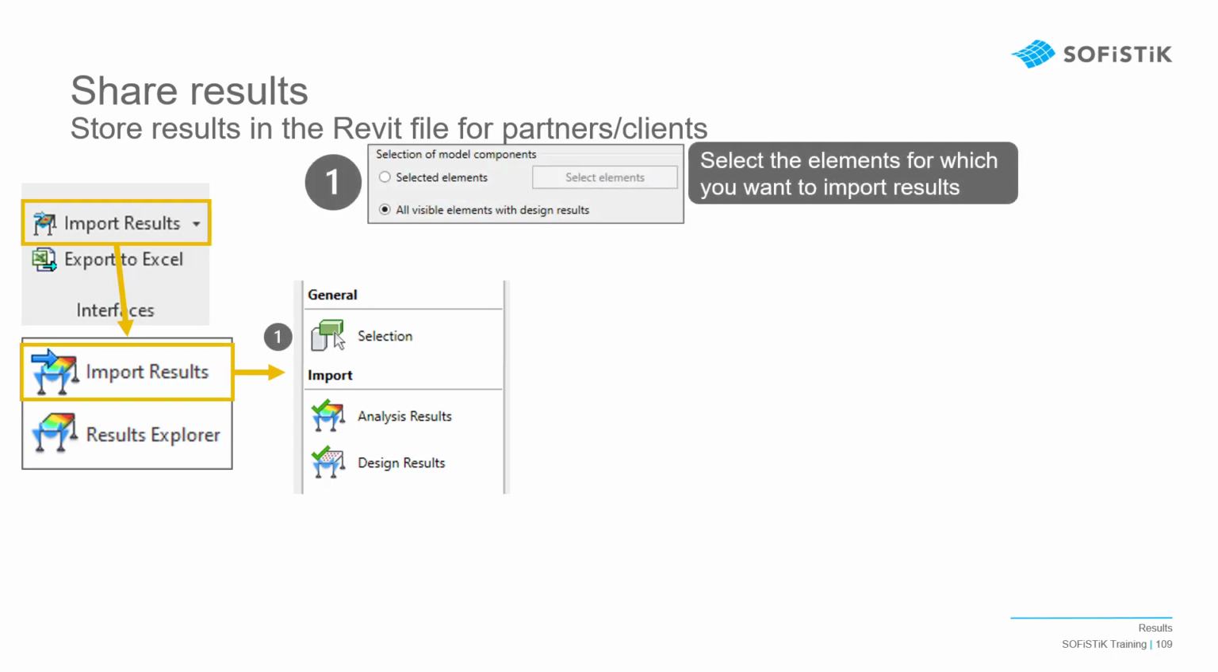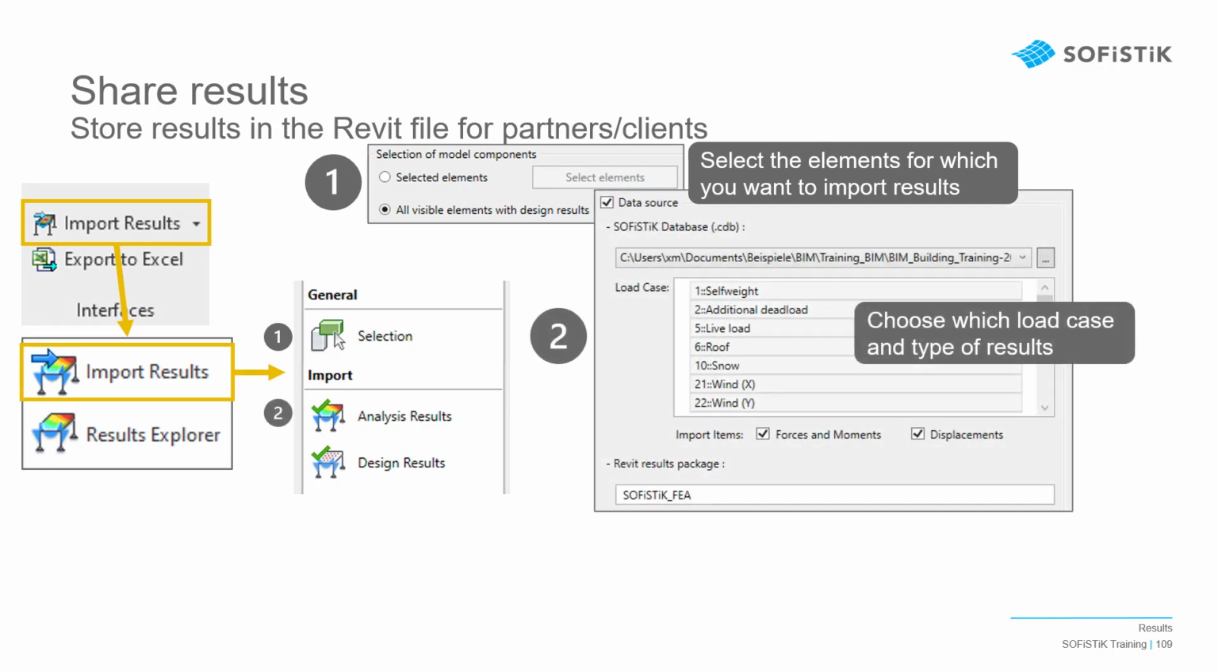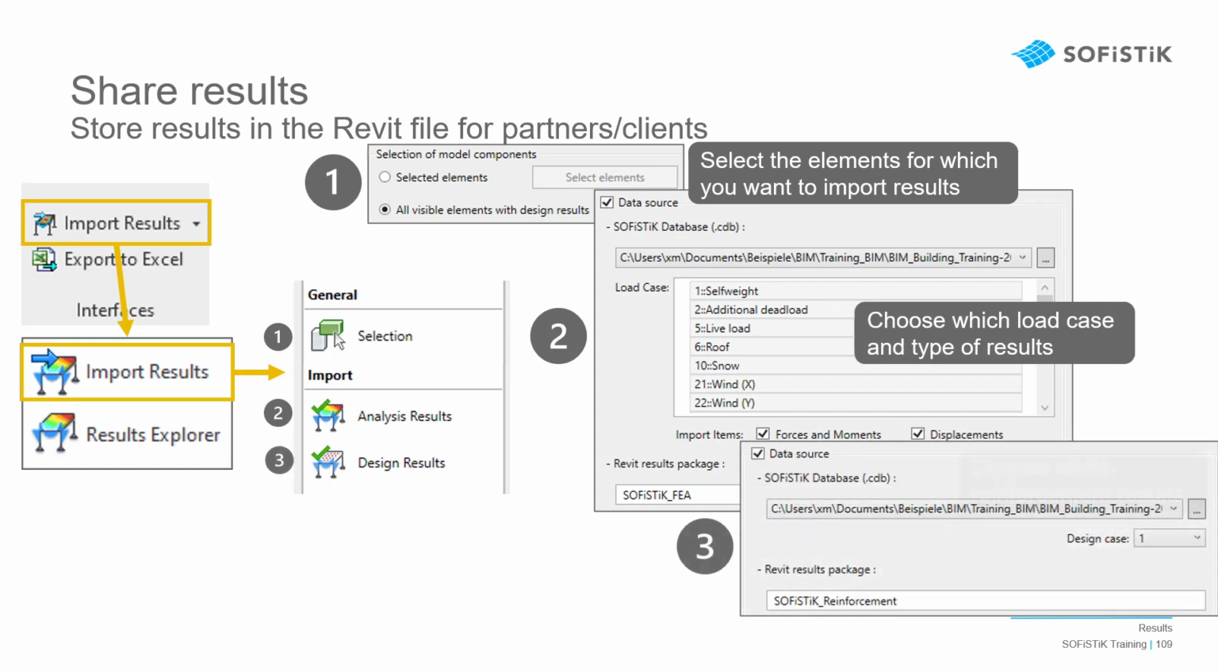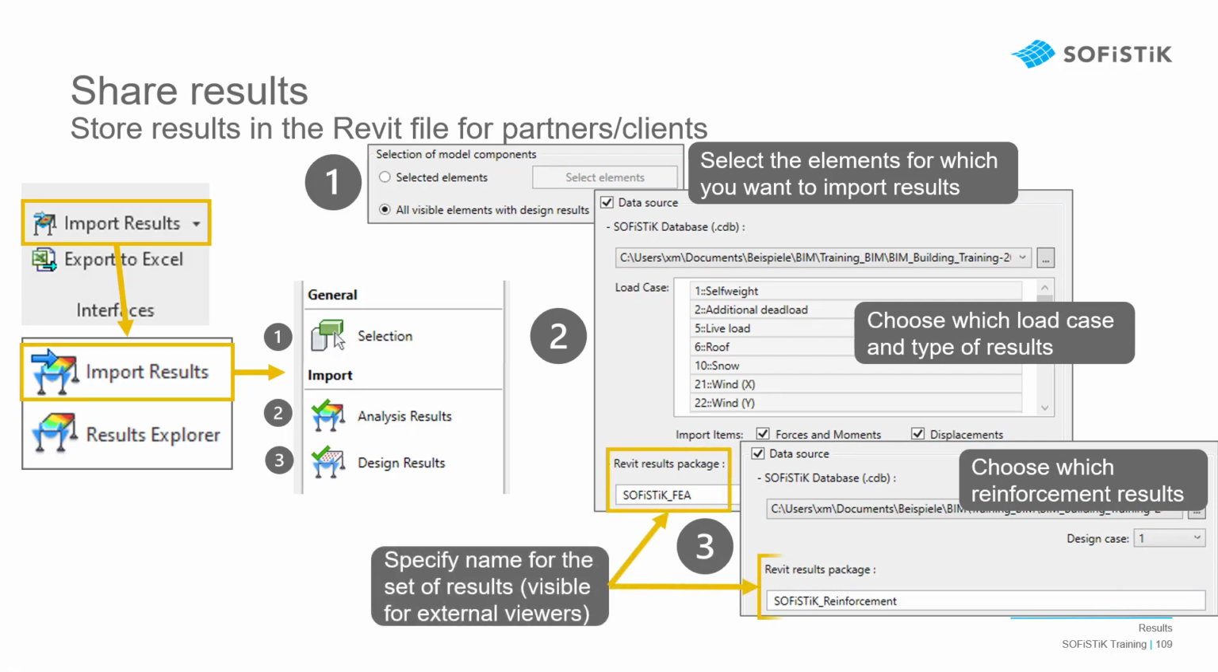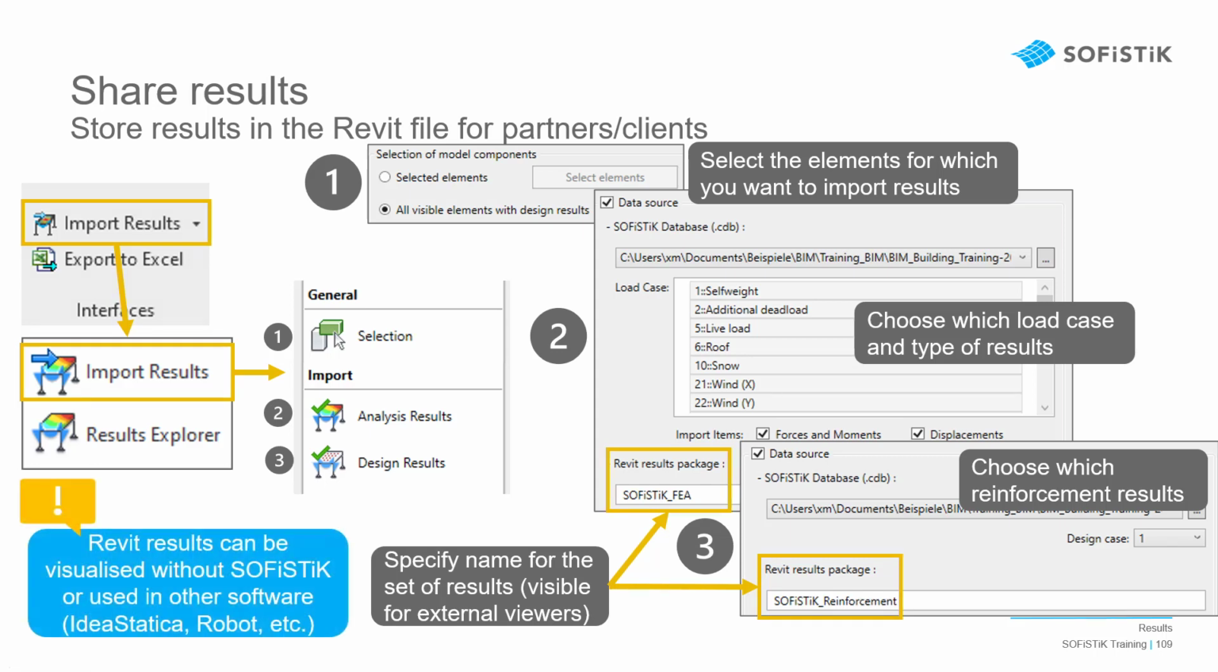First, select the elements that are concerned, then choose which load cases, out of which systems and subsystems, should be included, as well as which design case. For each of them, you can give a specific name that will allow the person checking those results to better understand them. It is important to know that these stored results can be viewed with a native Revit version, which means that no Sophistic installation is required afterwards. They can also be used by any software which is capable of accessing such results in Revit.